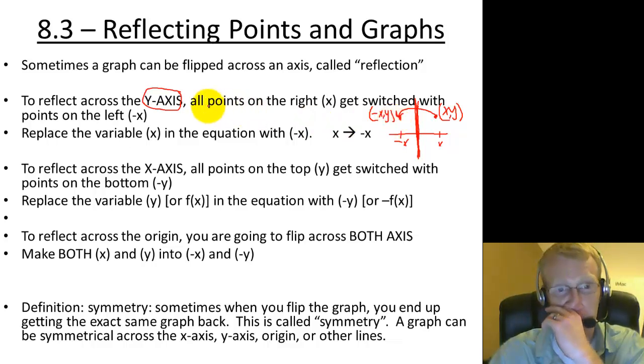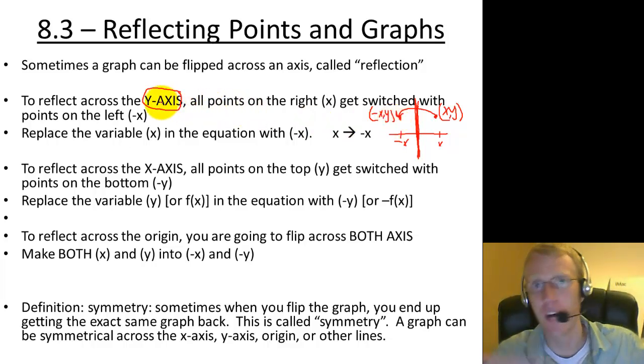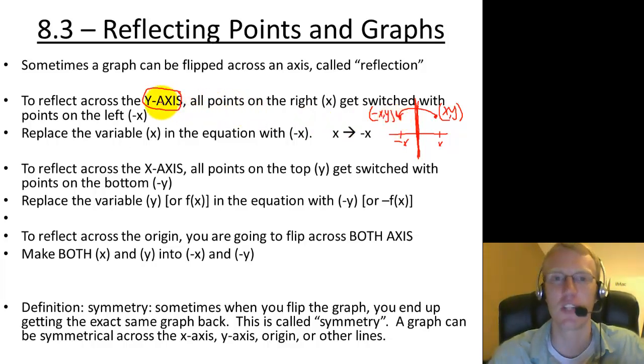So when you reflect across the y-axis, your y value doesn't change, but your x value changes to the negative of whatever it was. So if it's an individual point, just change the sign from positive to negative, or if it was negative, change it to positive.